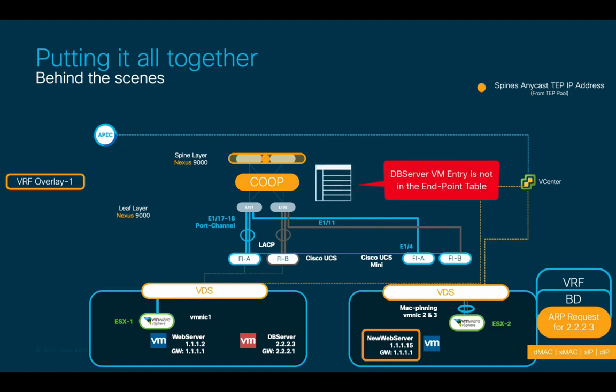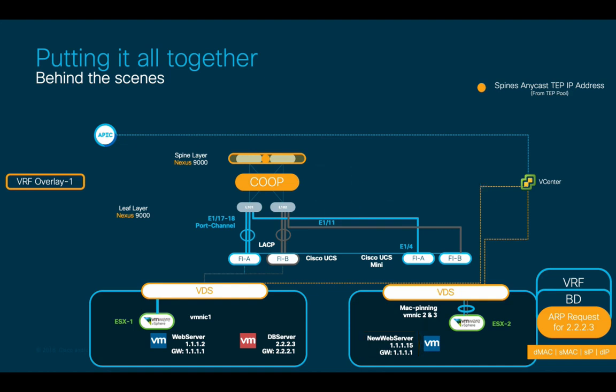Then, if an endpoint like the new web server VM tries to establish communication with an endpoint that is not present in the leaf local endpoint table, for example, the DB server, the leaf receiving the request will ask the spine layer about it. This process is known as a spine proxy. The spine layer will then perform a lookup for the requested endpoint in its COOP table.